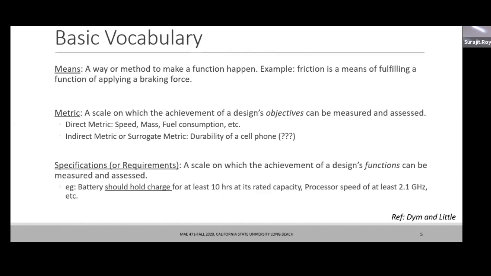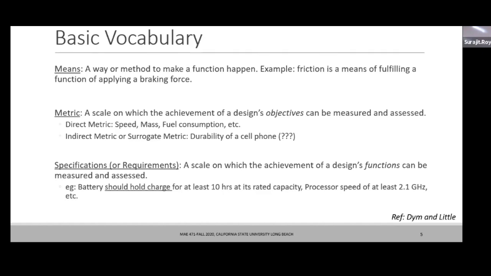So let's say the battery should hold charge for at least 10 hours in its rated capacity. So it is doing some action, it is holding the charge, so there is a verb involved in it. That is going to tell you about the system's function. And when you are measuring the system's function, those parameters are called specifications. So these are the two differences between metrics and specifications.